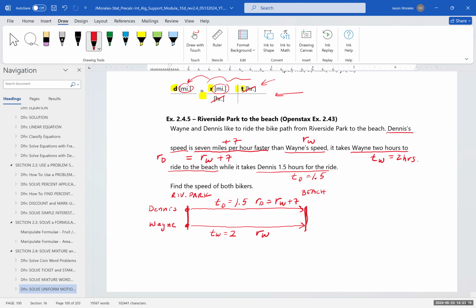Now there's one particular aspect of the relationship between Dennis and Wayne that's special here. Do you see it?